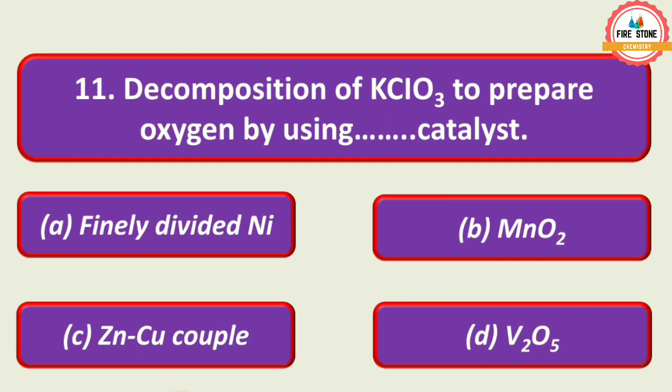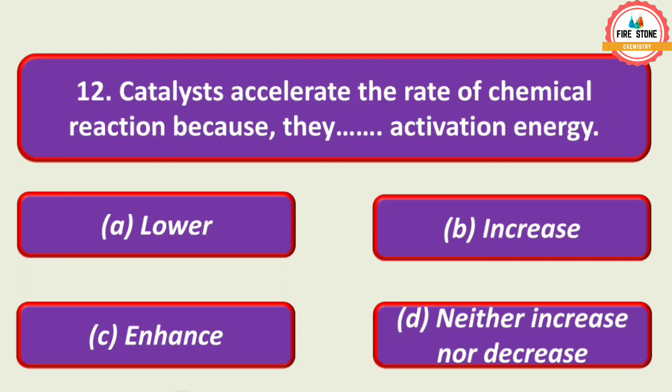Next question, question number 11. Decomposition of KClO3 to prepare oxygen by using dash dash catalyst. And the options are A finely divided nickel, B MnO2, C zinc Cu couple, and D Fe2O5. And the correct option is option number B. So decomposition of KClO3 to prepare oxygen by using MnO2 catalyst.